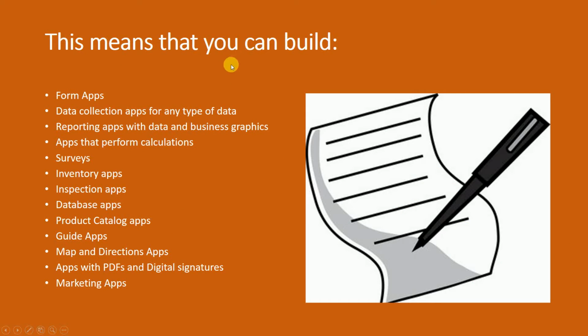And this means that you can build a wide array of different types of apps. Some examples are form apps, data collection apps for any type of data, reporting apps with data and business graphics, apps that can perform calculations, surveys, inventory apps, inspection apps, database apps, product catalog apps, guide apps, map and direction apps, apps with PDFs and digital signatures, as well as marketing apps. And that's just a brief list of the types of apps you can build with Snappii. The possibilities are nearly endless.